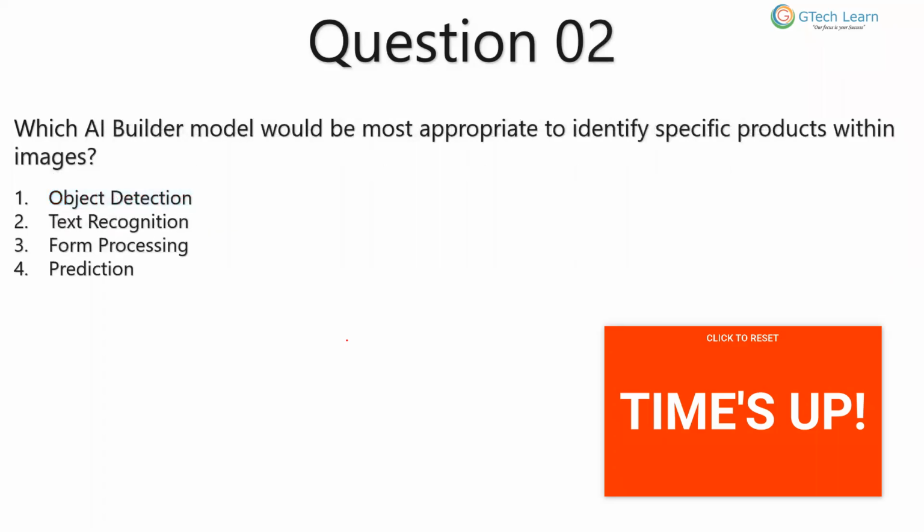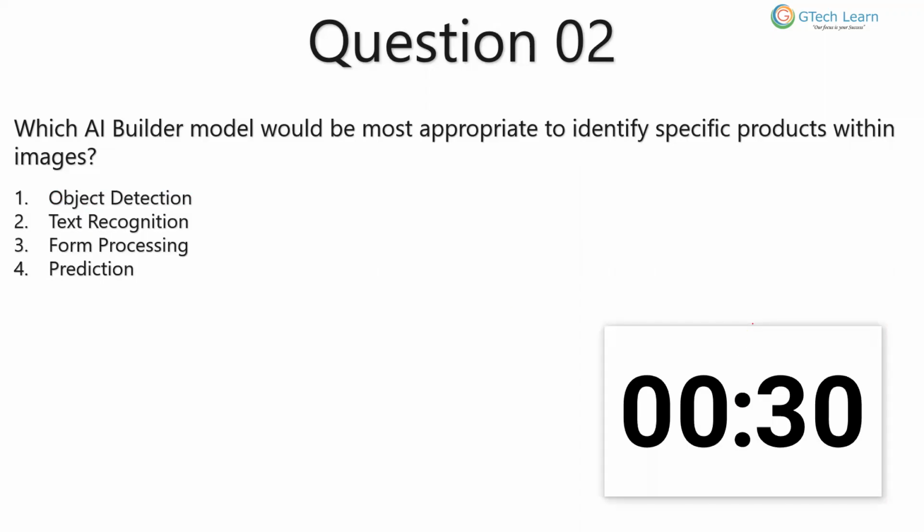The next one is, which AI Builder model would be most appropriate to identify specific products within the images? Whether it's option one, object detection, option two, text recognition, option three, form processing, option four, prediction. Your answers on the chat, please.